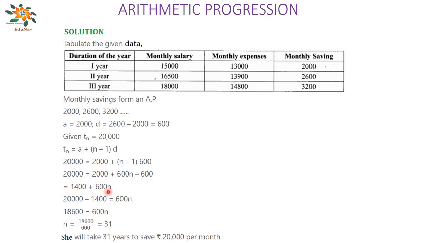Now, bring all the constant terms to the left hand side and the term containing 600n let us retain on the right hand side. That gives 20,000 minus 1,400 to be equal to 600n, which means 18,600 will now be equal to 600n. Therefore, n value will be equal to 18,600 whole divided by 600, that will be equal to 31. Therefore, Priya will take 31 years to save rupees 20,000 per month.